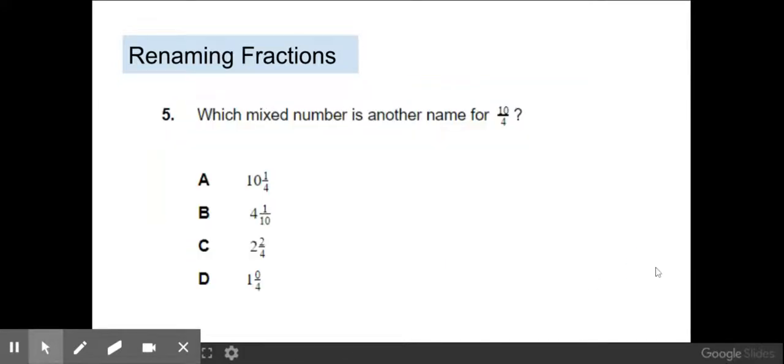Your turn. For question number 5 on your piece of paper, answer this question. Which mixed number is another name for 10/4? Is it A, B, C, or D? Pause the video and answer now.